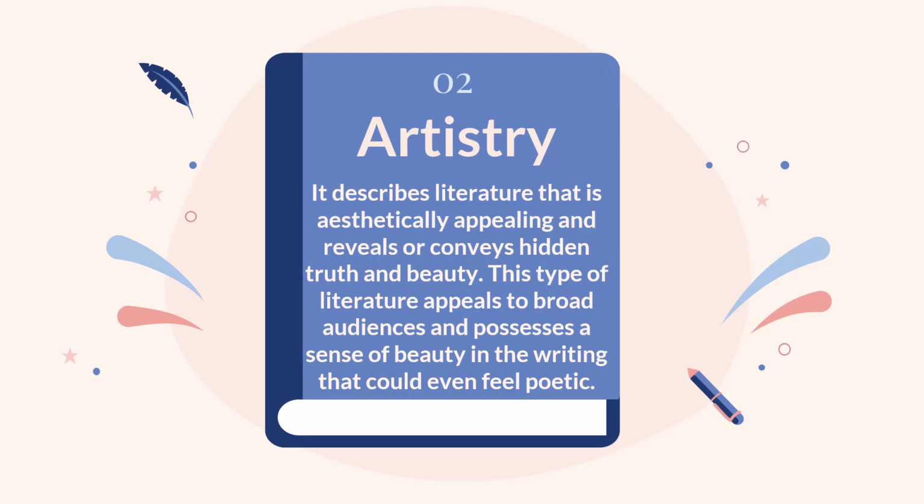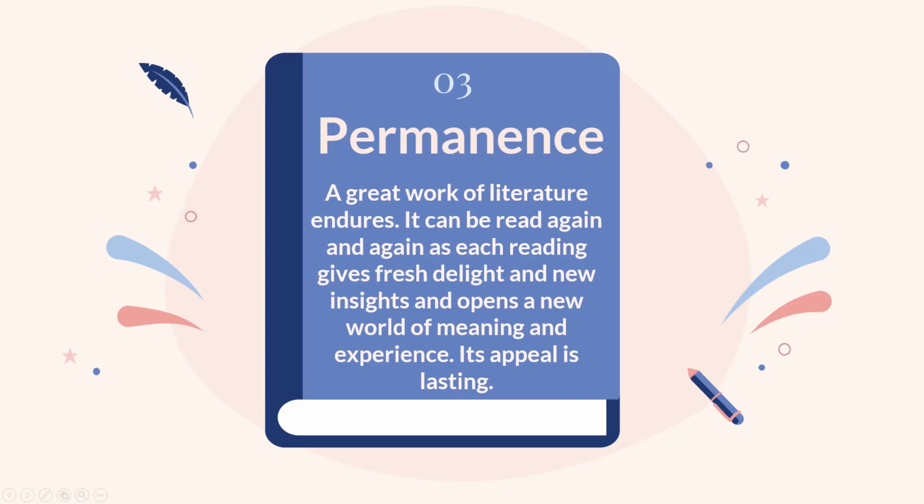Artistry describes literature that is aesthetically appealing and reveals or conveys hidden truth and beauty. This type of literature appeals to broad audiences and possesses a sense of beauty in the writing that could even feel poetic. The third one is permanence.